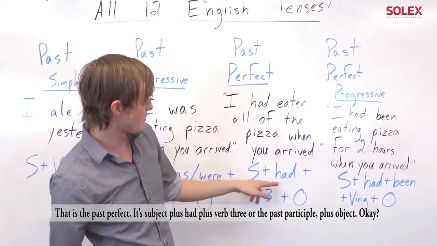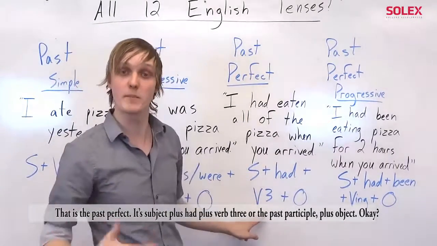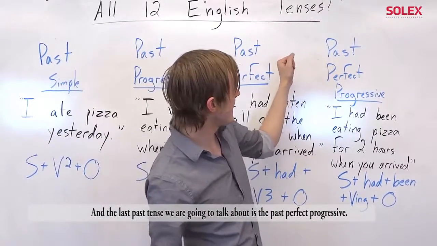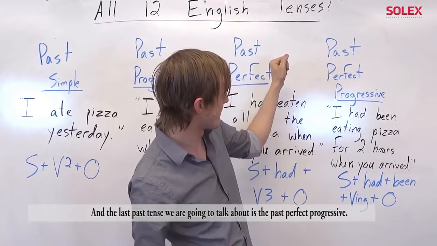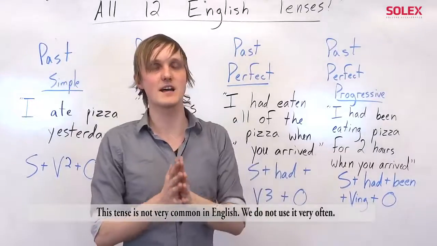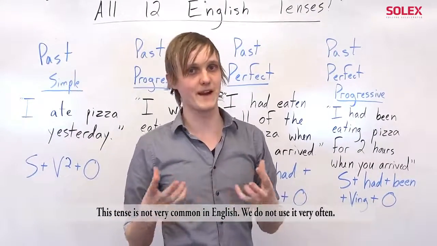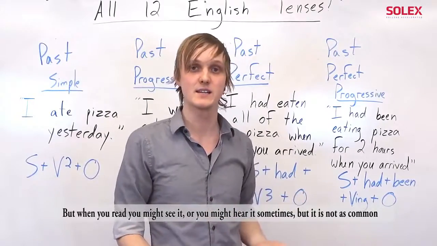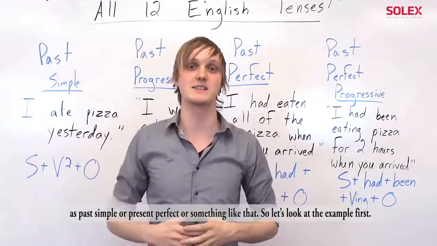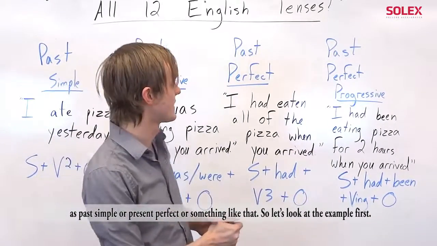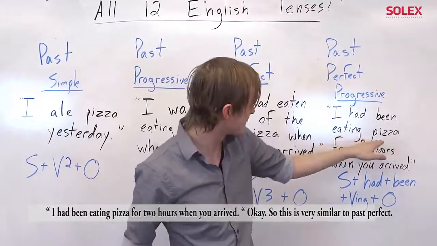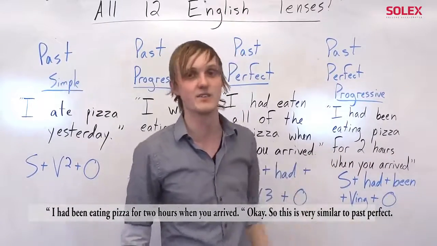It's made by subject plus had plus verb 3 or the past participle plus object. Okay? And the last past tense we are going to talk about is the past perfect progressive. This tense is not very common in English. We do not use it very often, but when you read, you might see it, or maybe you'll hear it sometimes, but it is not as common as past simple or present perfect or something like that. So, let's look at the example first. I had been eating pizza for 2 hours when you arrived.